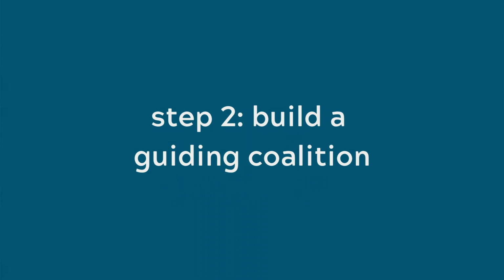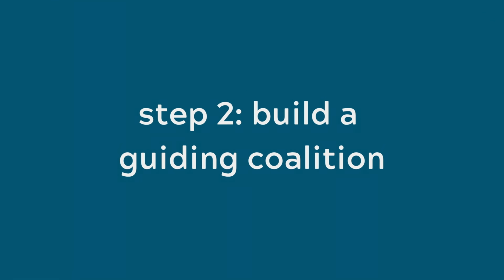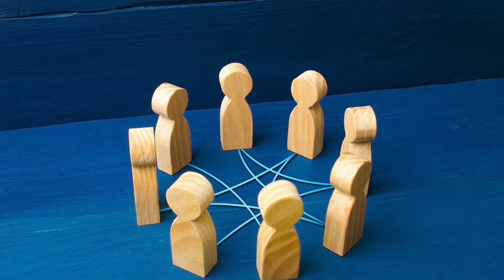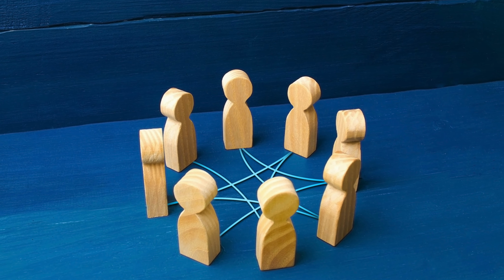The second step in the model is to build a guiding coalition. Change shouldn't be led by just one person. Kotter emphasizes building a coalition of people who support and champion the change. In higher education, this coalition might include faculty representatives, department leaders, staff members, IT partners, and student representatives. Having a diverse coalition increases credibility and ensures multiple perspectives are considered. It also helps spread the ownership of the change across the organization.